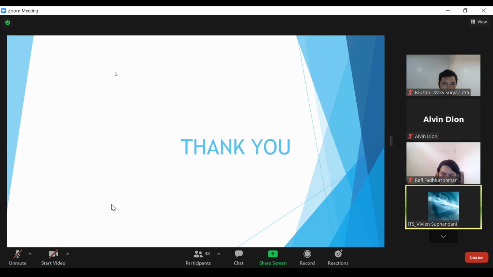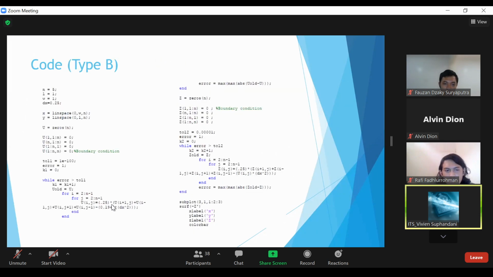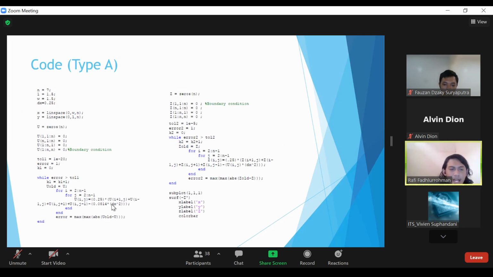If we compare the code for type A and type B, the only difference is the tolerance and the number of nodes, isn't it? Yes, ma'am. And the dimension. The dimension, because the number of nodes is different. So you use the same delta x. Yes, ma'am. So basically it's the same code, but you vary the number of nodes and also play with the tolerance level, which will stop the calculation.